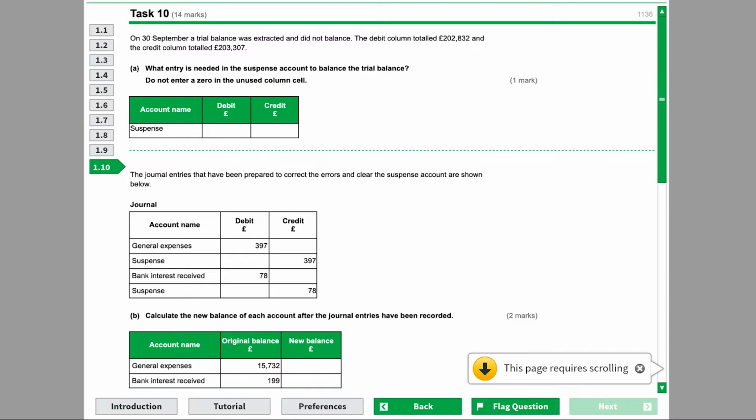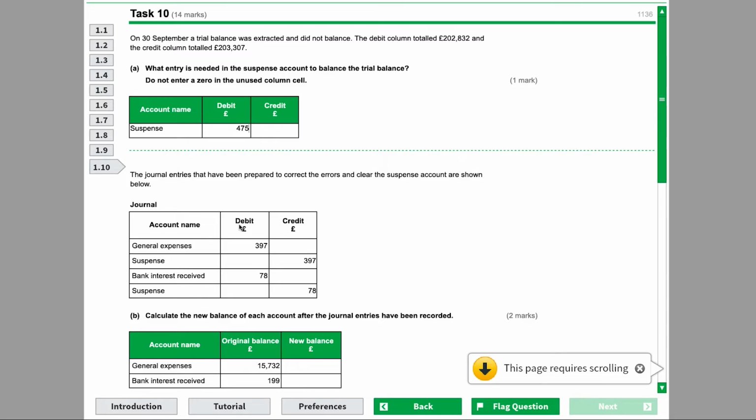203,307 minus 202,832 to give the difference of 475. And that will always be entered on the lower side, so in this example, the debit side. Again, just to reiterate, when doing this type of question, it will always go on the lower side. You can't reduce the credit side, for example, you can only increase the lower side. Therefore, it would be 475 on the debit side.